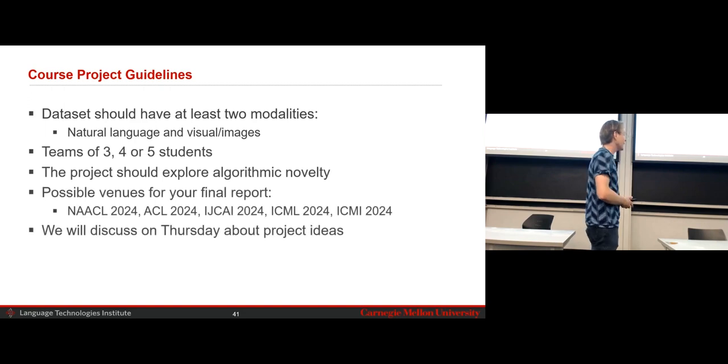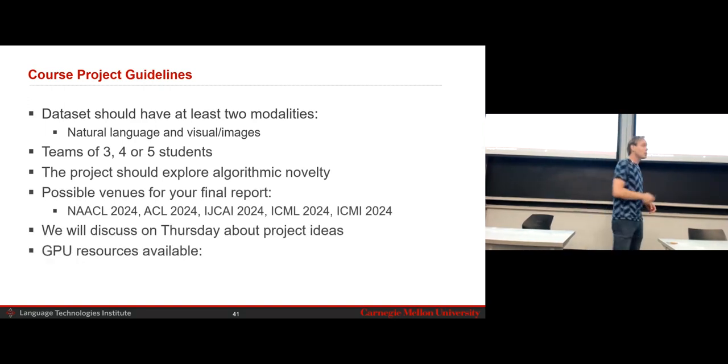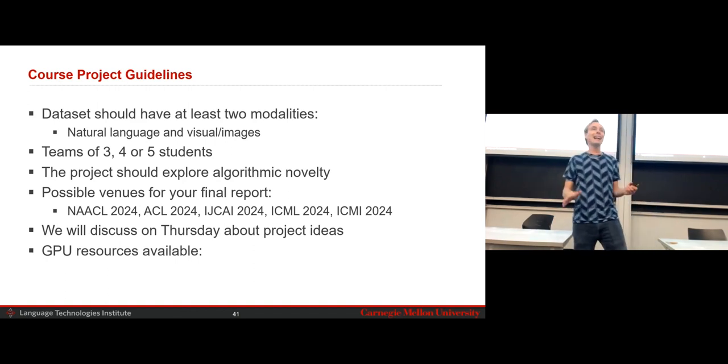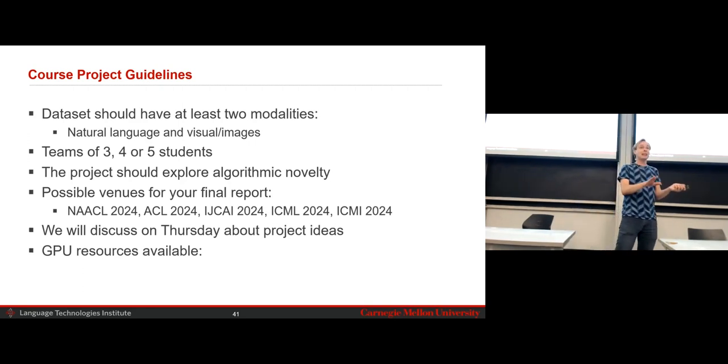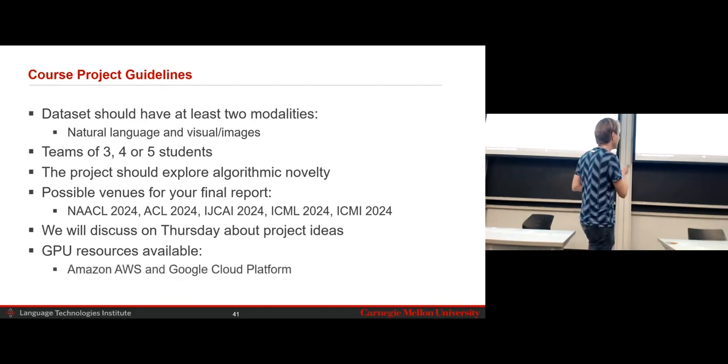So for the course project, you will select a data set with at least two modalities. We suggest, but do not force, at least language and vision for most of your data sets. It's not a requirement, but it is a suggestion. We will have a pre-proposal that will help in case you want to go in a different direction. The reason we do that is that I decided to use these two modalities as two building blocks for the class because there are a lot of papers around them, and these modalities share a lot. So teams of 3, 4, and 5, we may make an exception for 6 students.